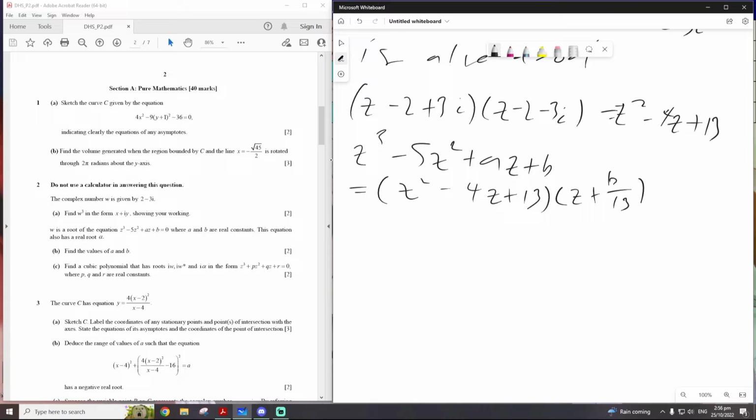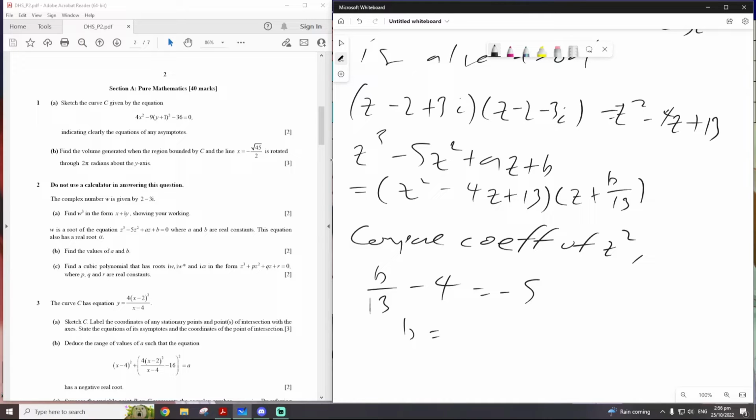So one can make the comparison between the coefficients of z squared. Compare the coefficient of z squared. So b over 13 minus 4 is negative 5. So therefore b is equal to negative 13. And from here one can also find the value of a.